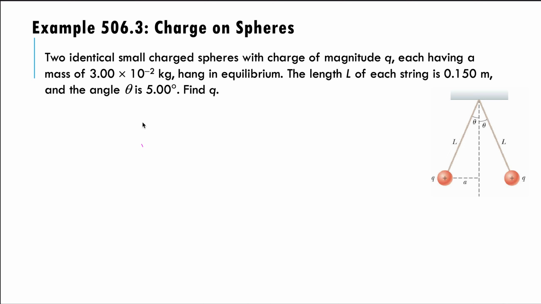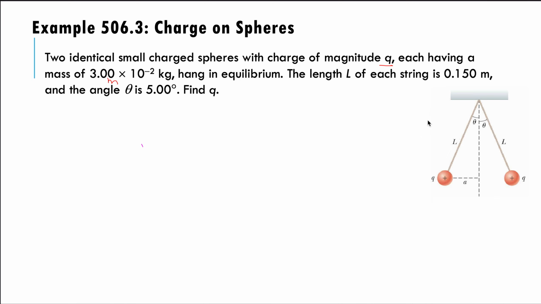Hey everyone, let's work on this example called charge on spheres. In this example, we have two identical small charged spheres. They each have a positive charge Q. We don't know the magnitude of Q, however, and we know the mass of each charge. They hang in equilibrium. We know the length and we know the angle. We have to find this charge.